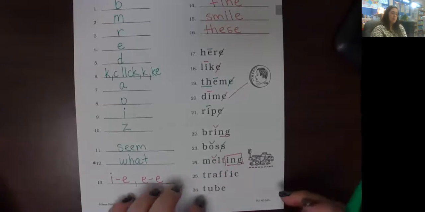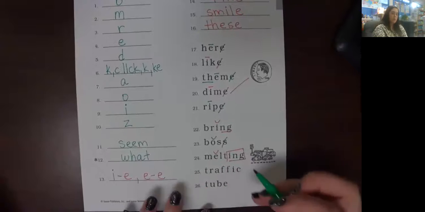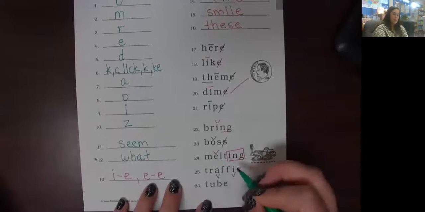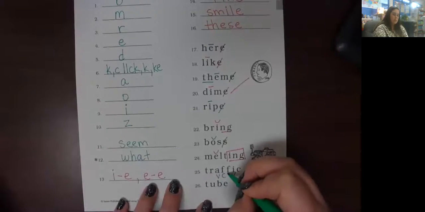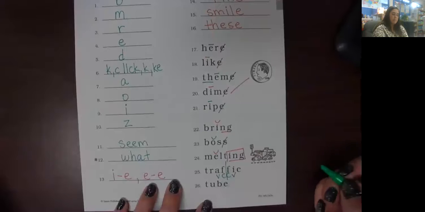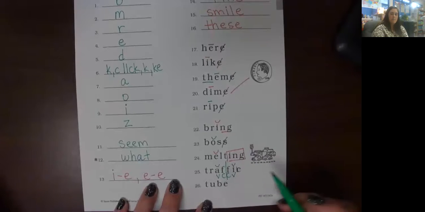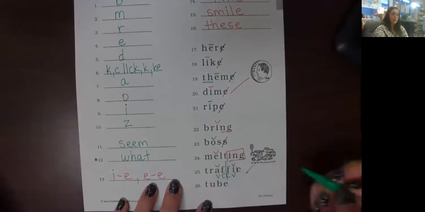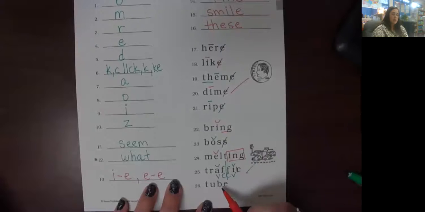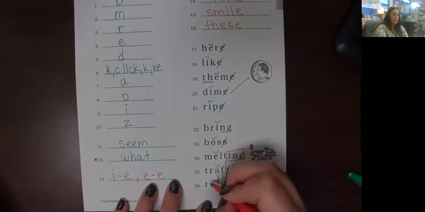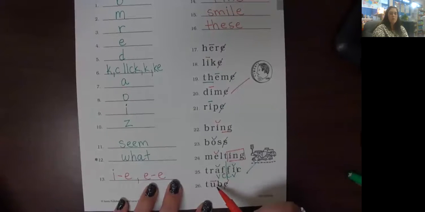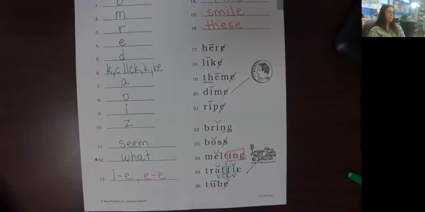Next one, I see two vowels here. So we need to put V's under them. Two consonants in between. C, draw our line. The A gets a breve and the I gets a breve. And the C gets a K back. Traffic. That's our picture. There's a lot of cars. Traffic. Next one, we see U consonant E. Cross out the sneaky E. Put a macron on the U. Tube.